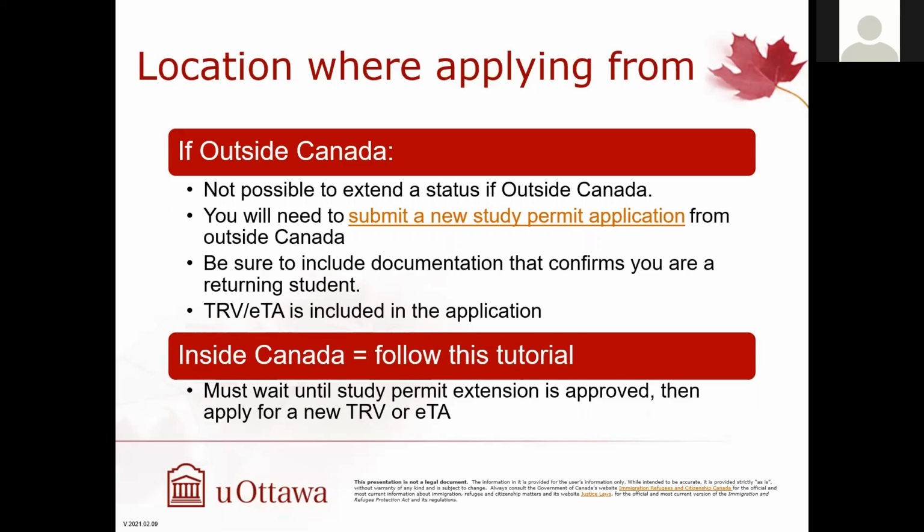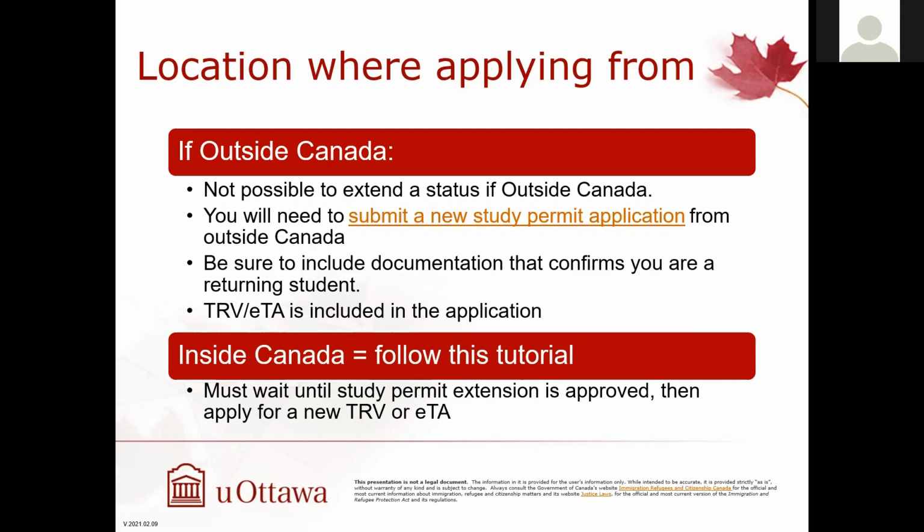Okay, let's talk a little bit now about where you're going to be applying from, because this does have an impact. It is not possible to extend a study permit, which is your status, if you're outside Canada. If you're outside Canada and your study permit is going to expire soon, what you need to do is submit a new study permit application from scratch from outside Canada, but as a returning student.